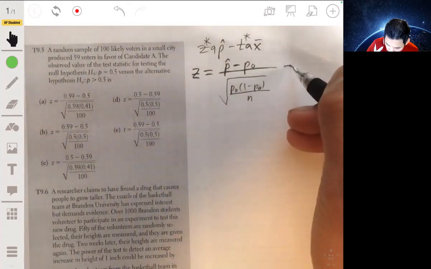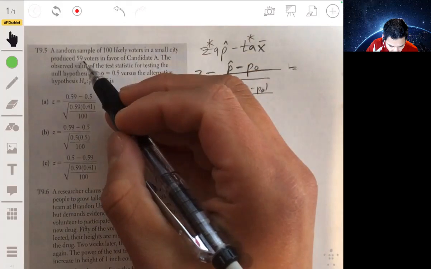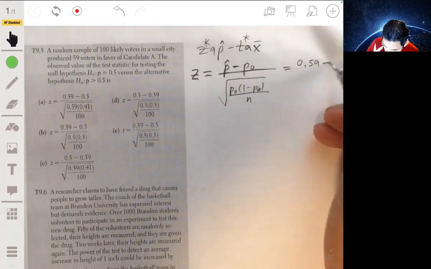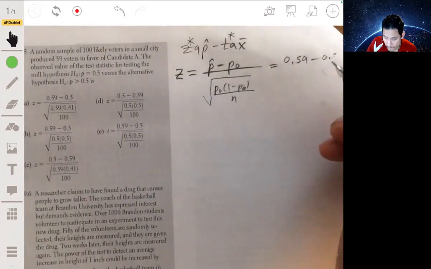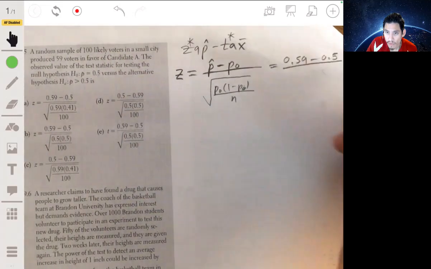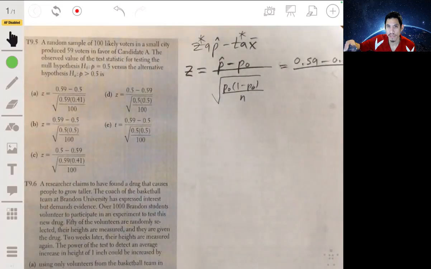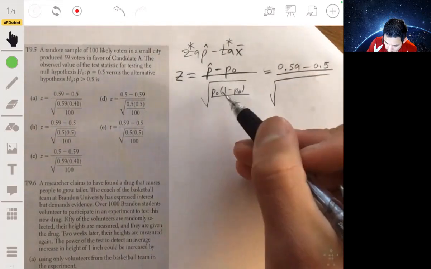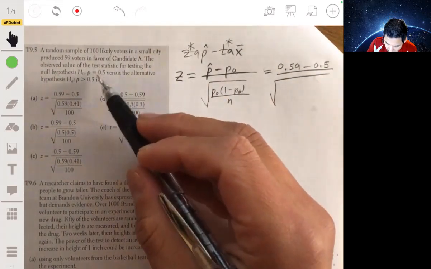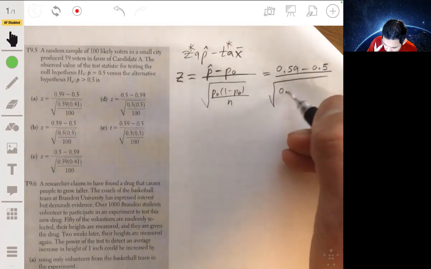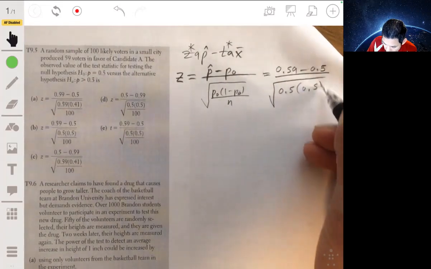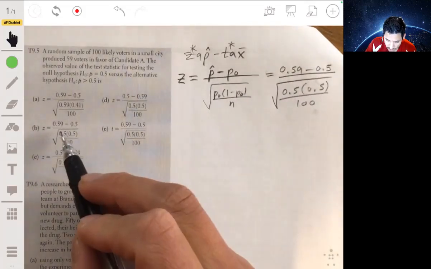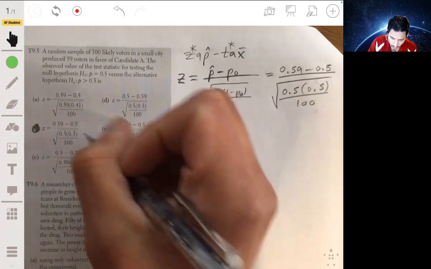So our Z would be P hat, 59 over 100, which is 0.59, minus 0.5, over, let me zoom in a little bit, the square root of P naught, which is 0.5 times 1 minus 0.5, so 0.5 times 0.5, over 100. So let's see what we got. Our answer will be B. All right.